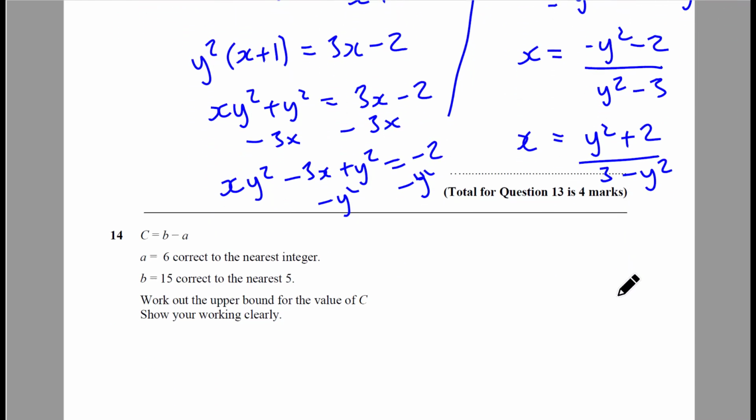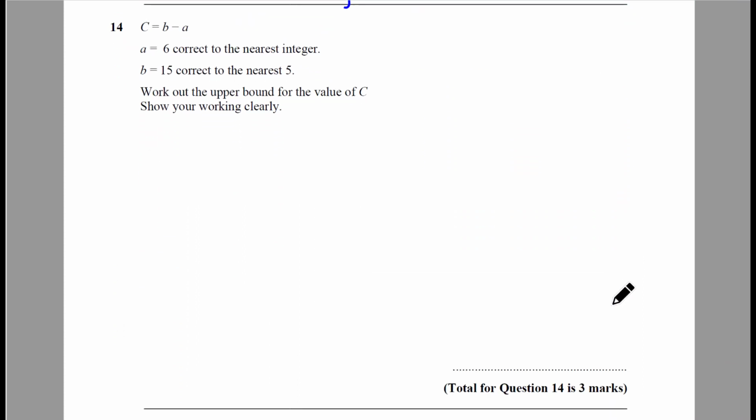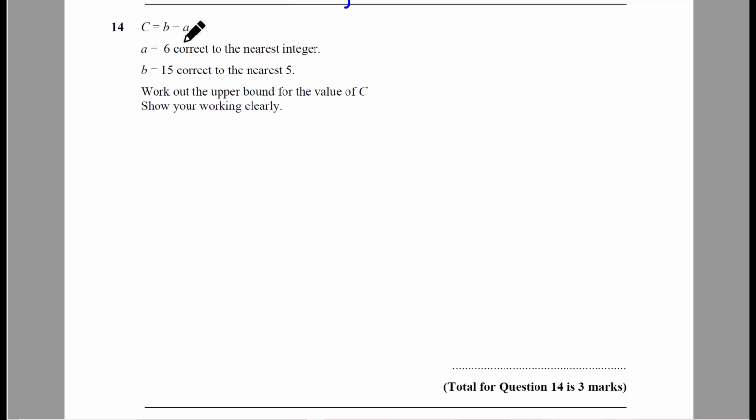Okay, question 14 now, bounds. We should be very good at bounds now. They should be banker marks. So c equals b minus a. a is correct to the nearest whole number. b is correct to the nearest 5. So the nearest integer is 1, so the bound is going to be 1 divided by 2. So we can get plus or minus 0.5.